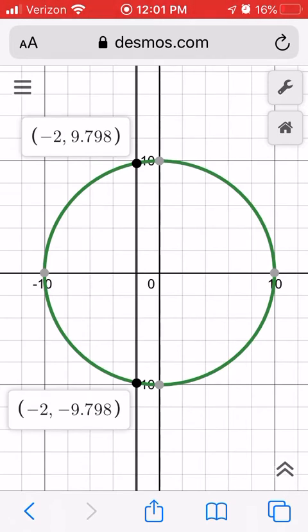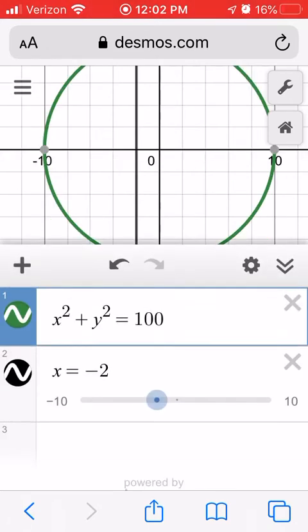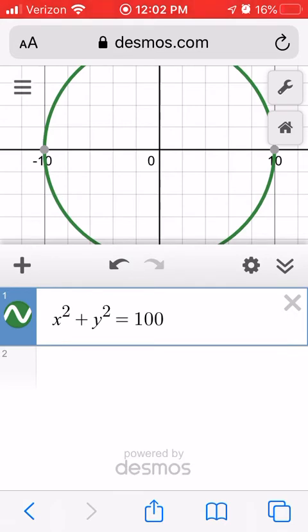It'll help you with Algebra 2. That's a big part of Algebra 2. What is a function? What is not a function? This is not a function. A circle is not a function. Okay, let me get rid of that.